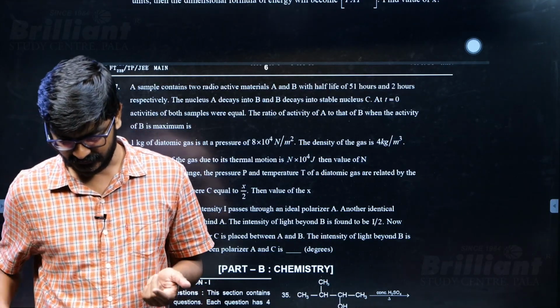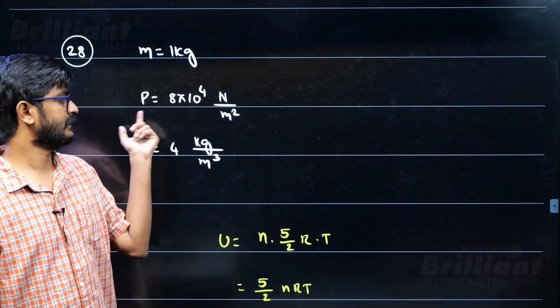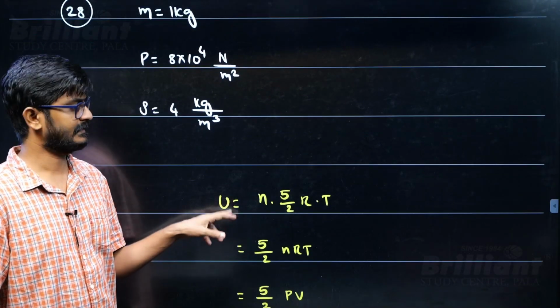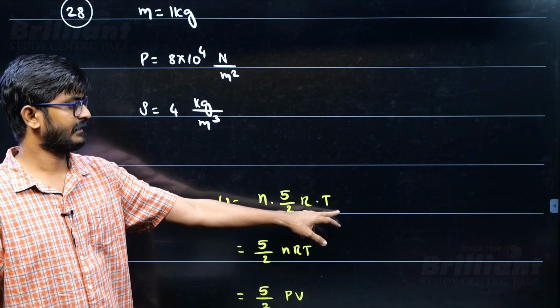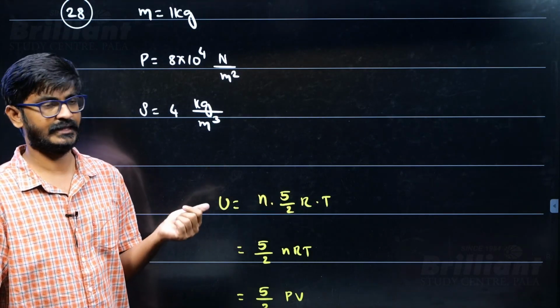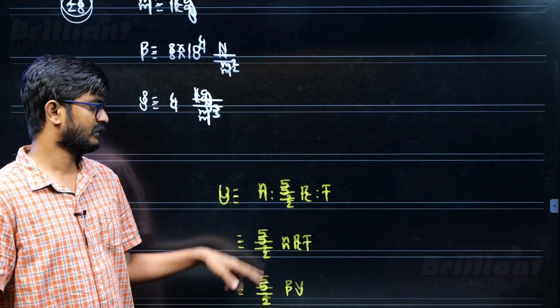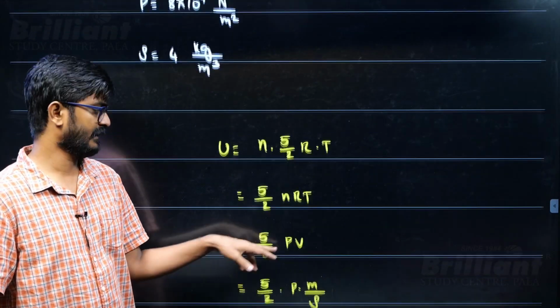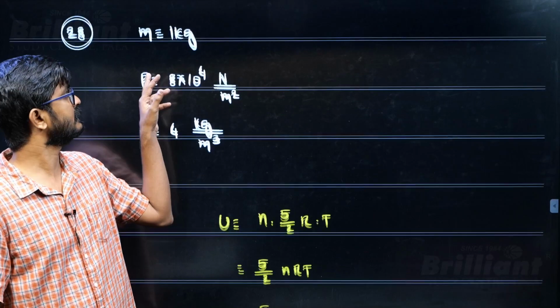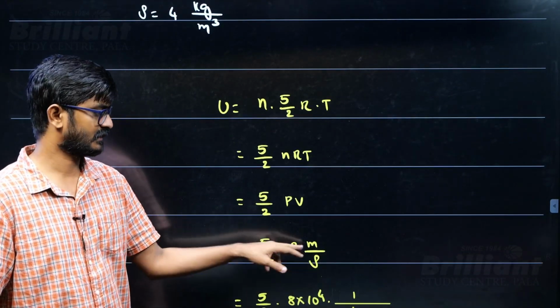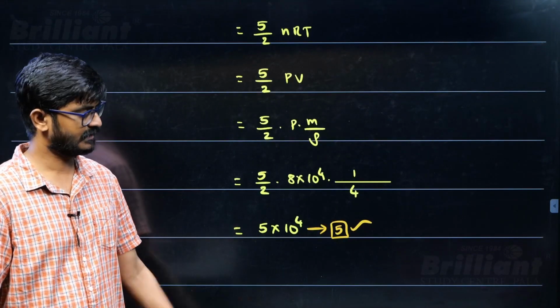The next question: 1 kg of diatomic gas is at pressure 8 into 10 power 4 and density is given, energy we need to find. So mass is 1 kg, pressure is given, density is given. Energy is nCvT, but degrees of freedom for diatomic gas is 5, so Cv is f by 2 R, 5 by 2 R. Now nRT I can write as P into V, but to find volume, mass and density are given, so volume is mass by density. All the values are given, just substitute to get the required answer.